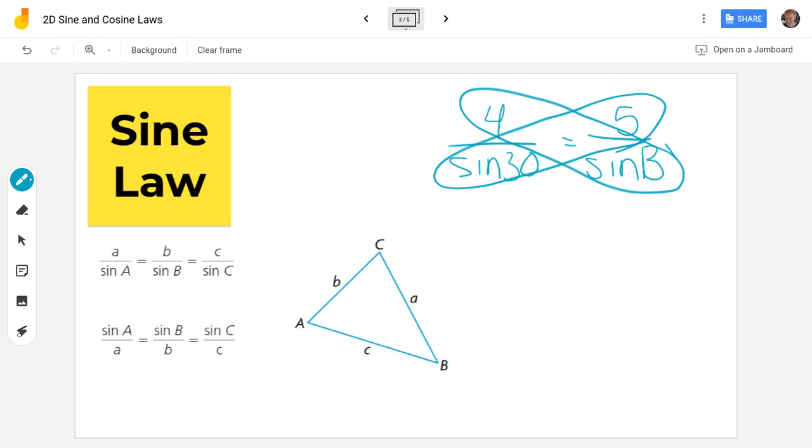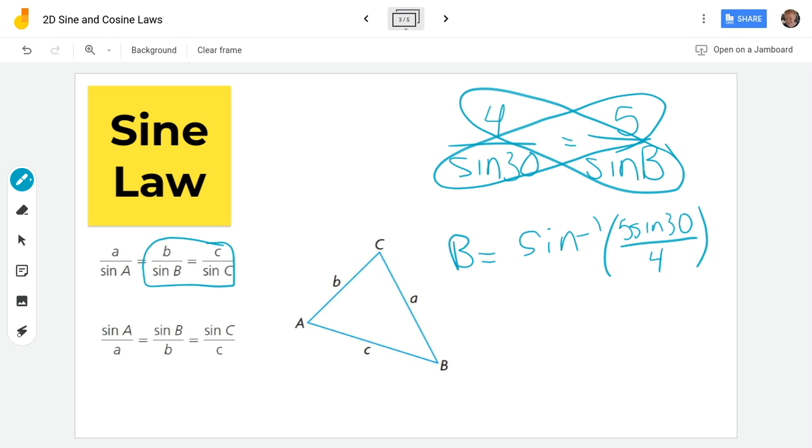And then you can solve for B using the inverse sine. Inverse sine of, let's see, it'd be sine 30 times 5 over 4, something like that. So B would equal that. You can obviously do it in a lot more steps than that, but just keep in mind when you have 3 pieces out of 4 for one of these things, then you have a proportion and you know how to solve that using cross multiplying.